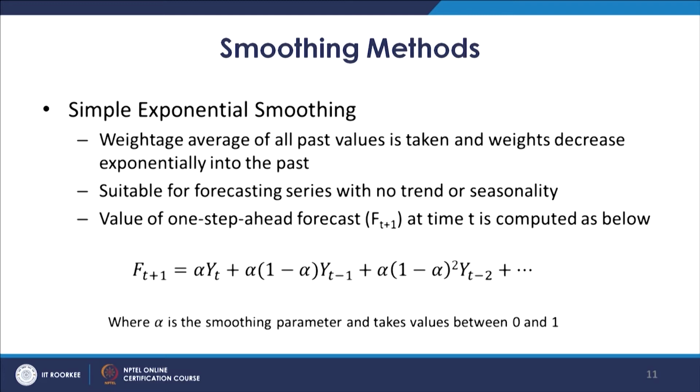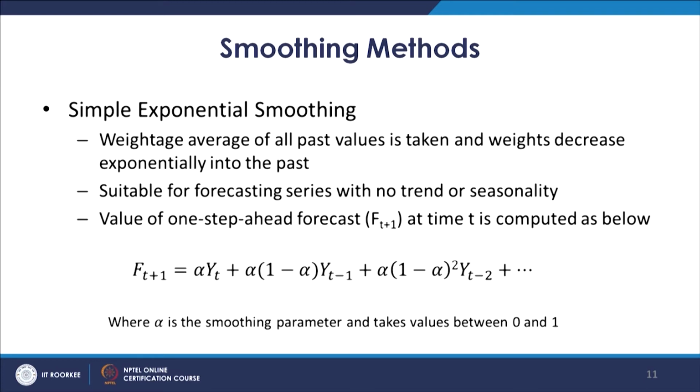So let us have a look at the expression for simple exponential smoothing. The one step ahead forecast F t plus 1 at time t can be computed using this expression, written in this form. F t plus 1 is alpha y t plus alpha times 1 minus alpha times y t minus 1 plus alpha times 1 minus alpha squared times y t minus 2.